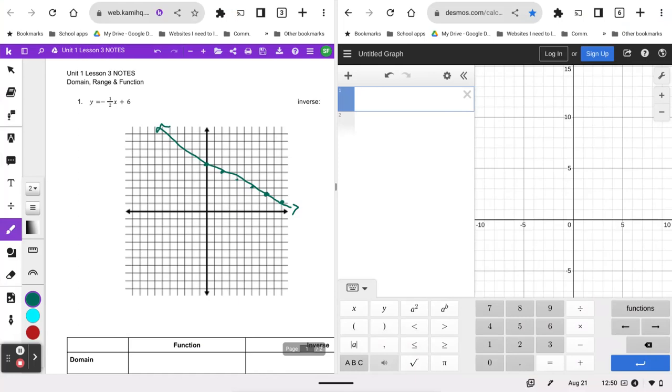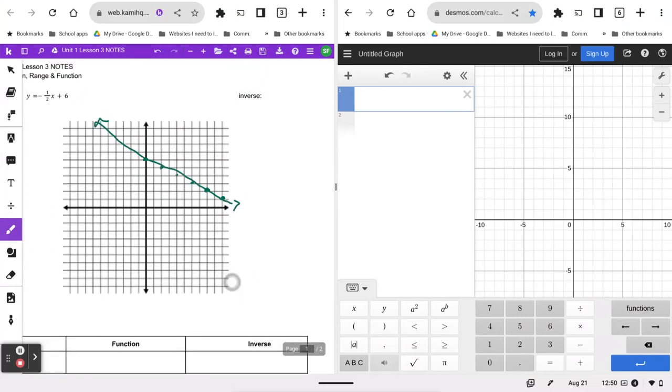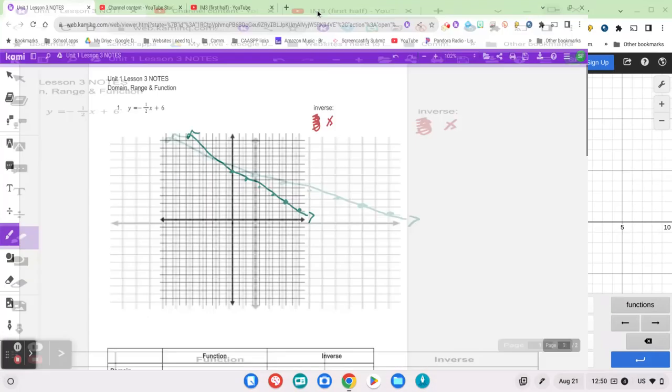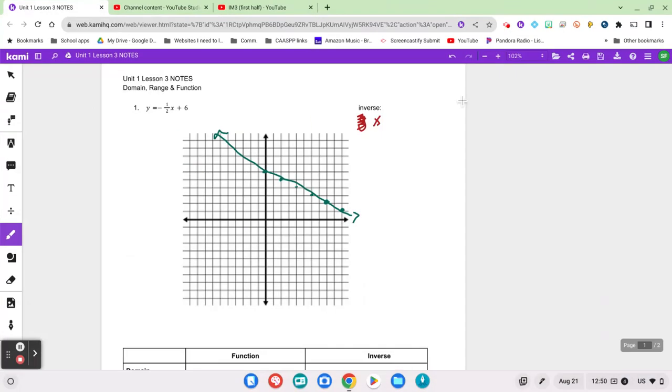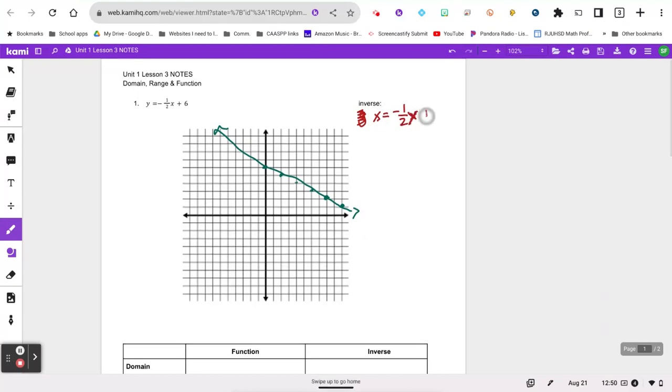Okay, so for the inverse, we're going to switch the x and y, and we're going to graph it. Let me make this a little bit bigger to make it easier to write. So we're going to get x equals negative 1/2 y. I'm so used to saying x, sorry, plus 6.